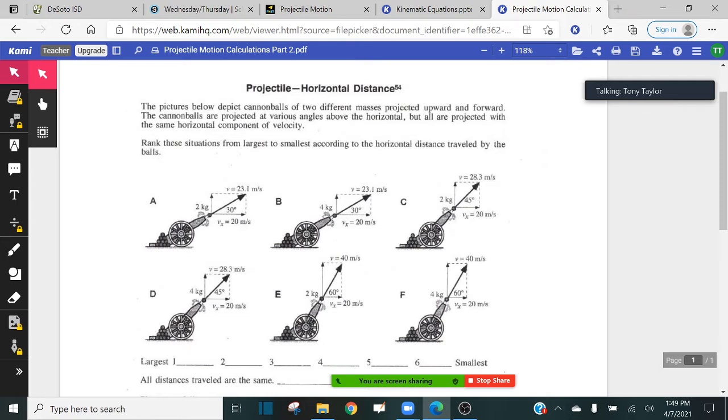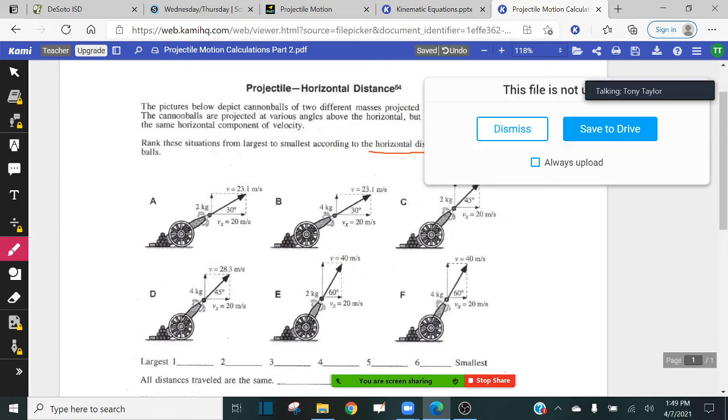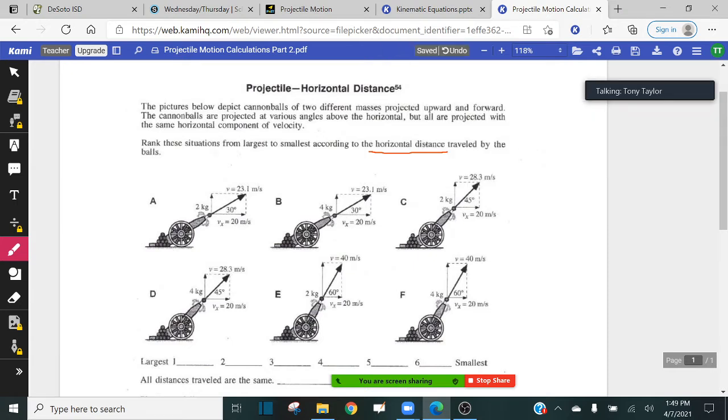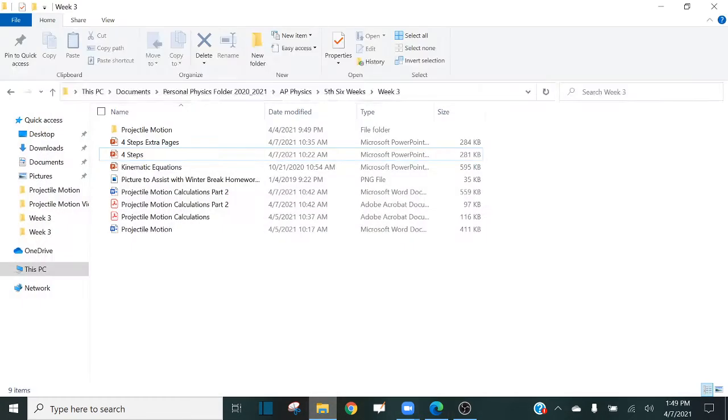Okay, so everybody got that? In all of these situations, we're looking for a horizontal distance. In other words, we're looking for the displacement of the ball in the x direction. So that's what we're looking for in all of these situations. And then after we find those distances, we're going to rank them from largest to smallest. That is the goal of this assignment. Let me highlight that. We're ranking everything according to horizontal distance. That's what we're trying to find. Now, in order to find the horizontal distance, guys, there are 4 important steps that you need to follow.